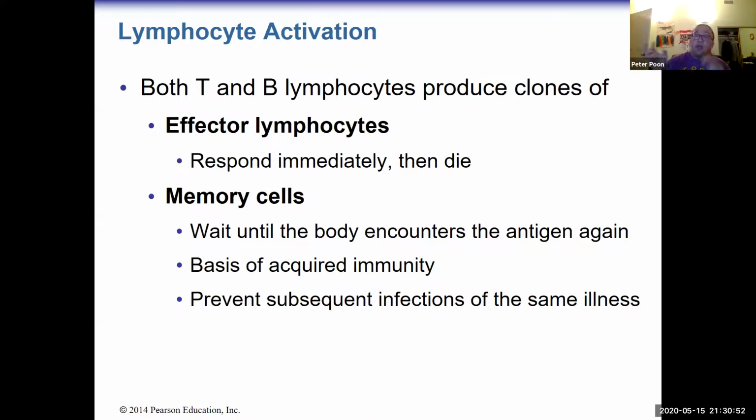When it makes many copies of itself, it makes two types of copies. One is called effector cells, or effector lymphocytes, and the other type is called memory cells. The effector cells do their thing. They respond immediately. Effector B cells make large amounts of antibodies. Effector T cells go around your body and kill everything that is infected. So they take care of this infection.